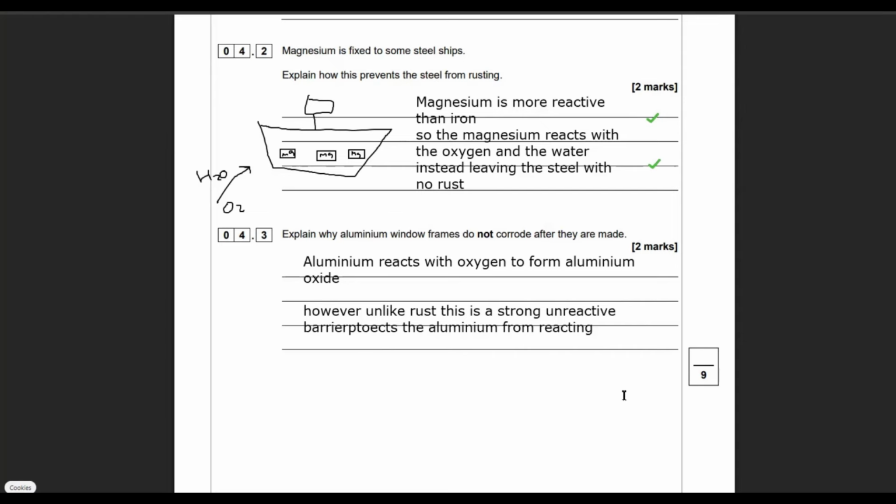Now, it just so happens that unlike rust, aluminium oxide is strong and unreactive. So it actually protects the rest of the aluminium from reacting with anything. So it's actually quite good. Aluminium oxide is not a bad thing, unlike hydrated iron oxide. Anyway, that's the end of that question. Let's bust out the next question.